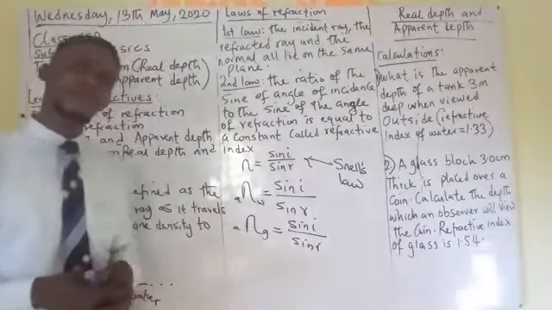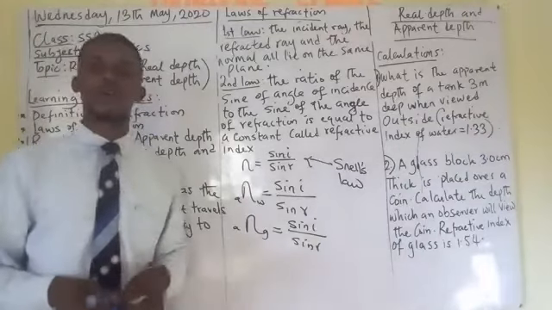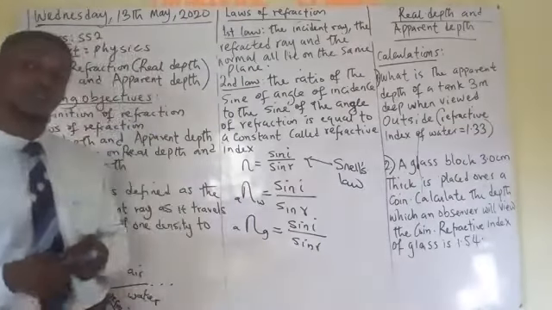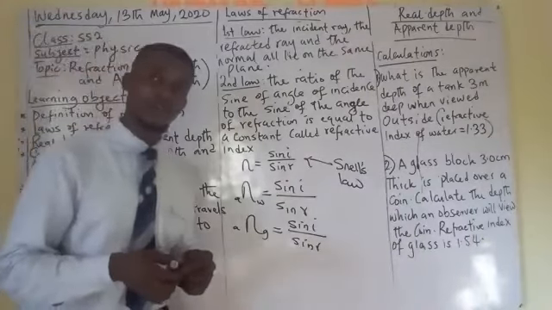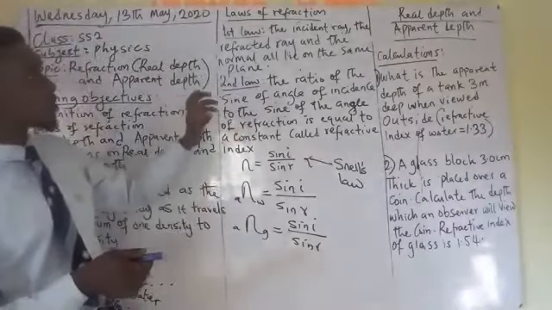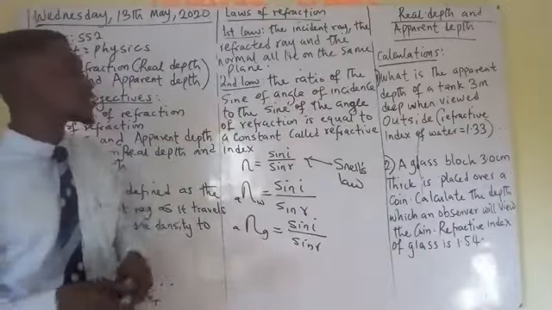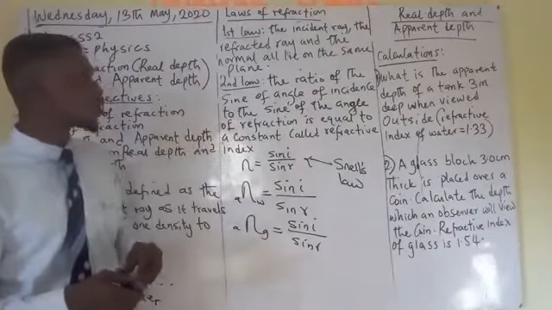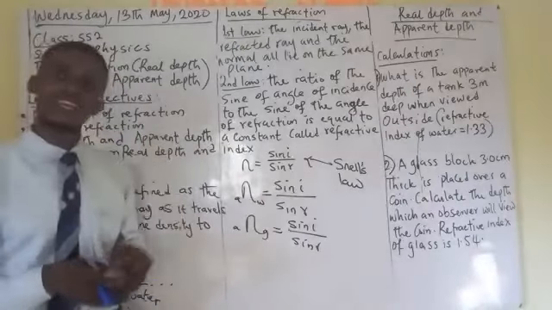Now, to the second law of refraction. The second law of refraction is also called Snell's law. Let me say that again: the second law of refraction is also called Snell's law. What does it state? Snell's law states that the ratio of the sine of the angle of incidence to the sine of the angle of refraction is equal to a constant called the refractive index.